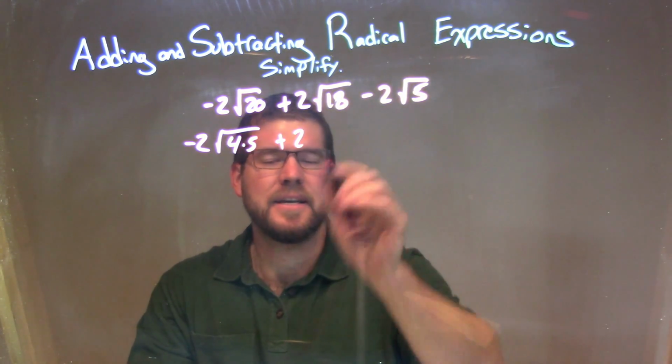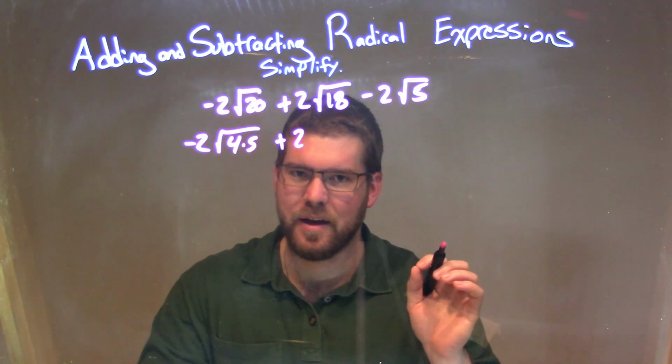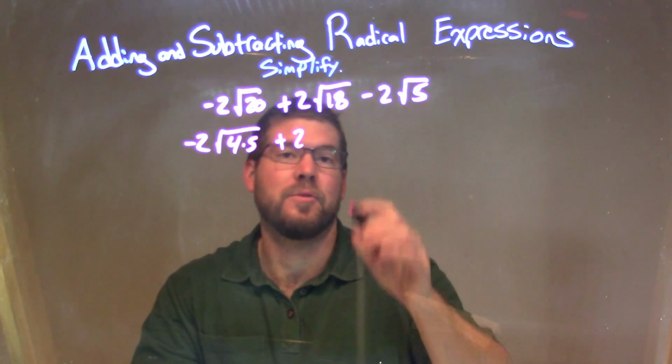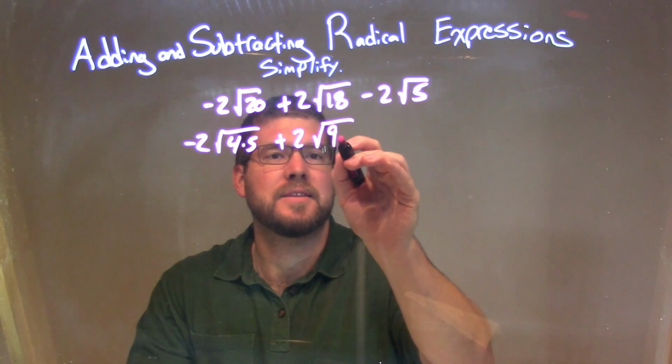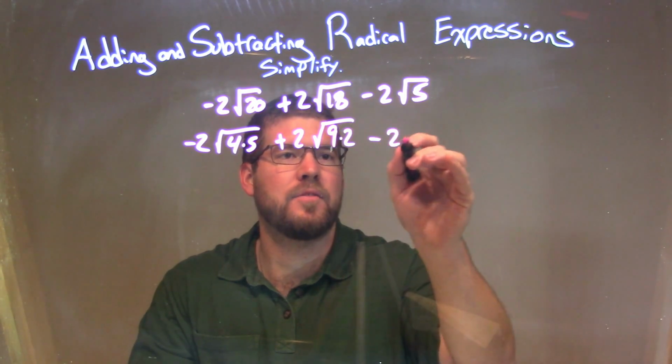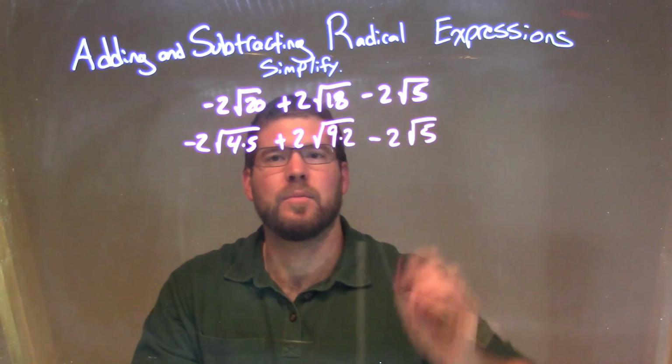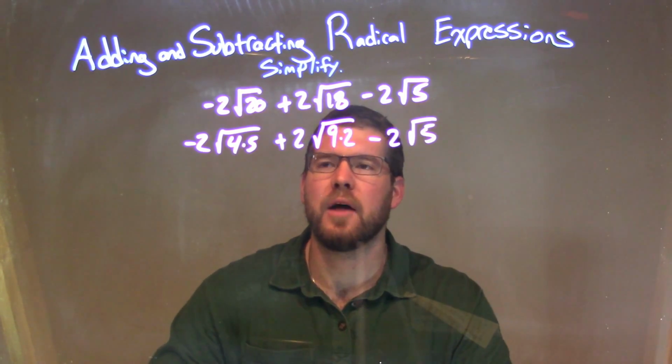Now the square root of 18, I know I can break down to be 2 and 9, and 9 and 2, and because I know I can take the square root of 9, that's kind of my goal. So I have 9 times 2 right there instead of 18. Minus 2, and the square root of 5 cannot simplify anymore. So now let's go break it apart.